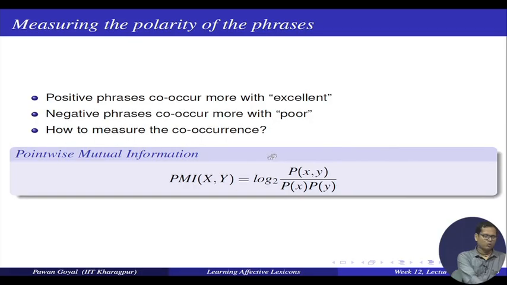So we have to use a very sophisticated method. Do you remember any such measure that we discussed in this course to find out how commonly two words co-occur? If you remember, we talked about pointwise mutual information, right? So you can find out the pointwise mutual information of each word with excellent and poor. I will use this method to find out the PMI between a phrasal word and excellent, and between a phrasal word and poor.